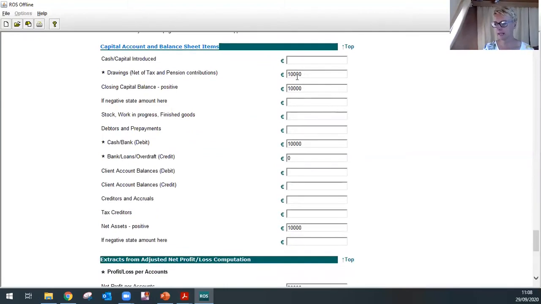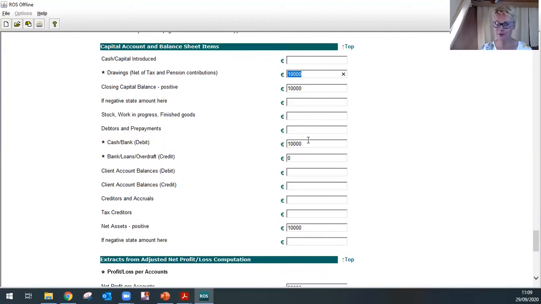So for simplicity, again, drawings that she took from the business, 10,000. Just to highlight here that drawings are not treated as expenses for sole traders. I have a slide somewhere later on about that, I think, because it is always confused. What you take from the business as a sole trader, it's not an expense. It goes into your balance sheet item as a minus figure on the liability side. It's something totally different.